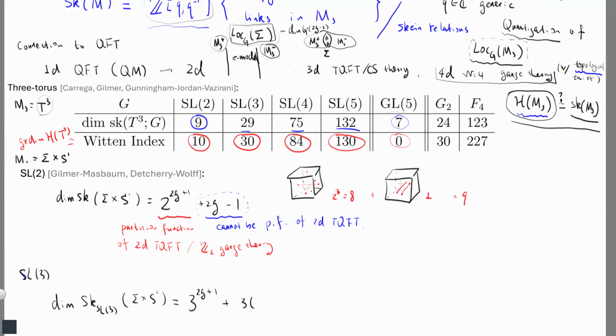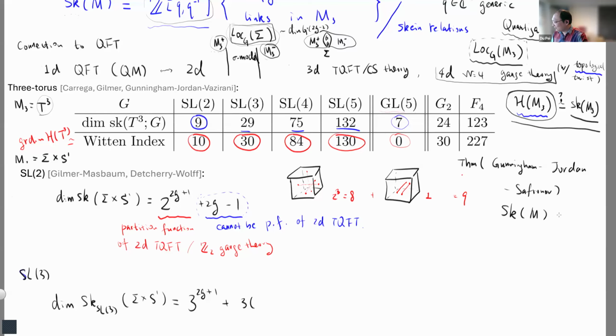Over an annulus, it's infinite dimensional. But here we are looking at a compact 3-manifold, and then a theorem by Jordan and Sapranov says that for a compact 3-manifold, this as a vector space is finite dimensional.